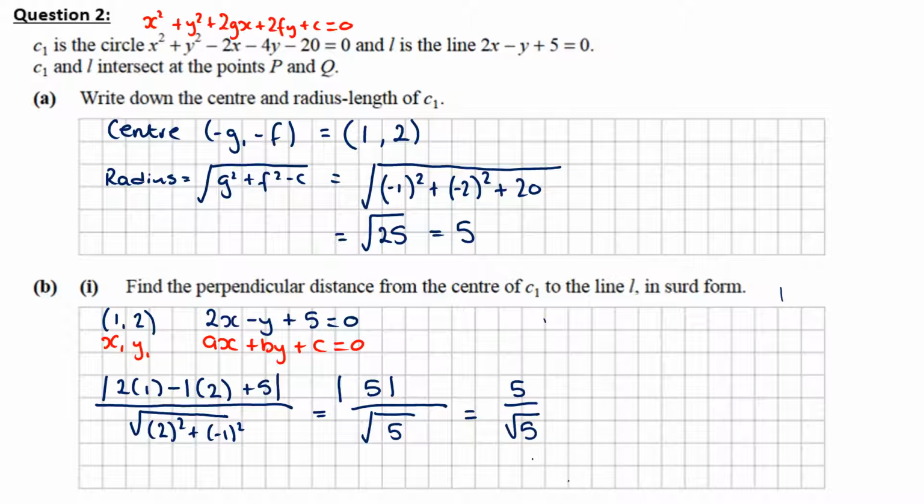You can put that into your calculator, but we're going to rationalize the denominator by multiplying the whole fraction by root 5 over root 5. That gives me 5 root 5 over 5, and the 5's cancel, and I'm left with root 5. So that is the perpendicular distance from the center of C1 to line L.